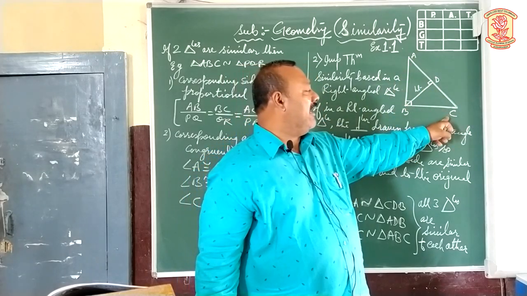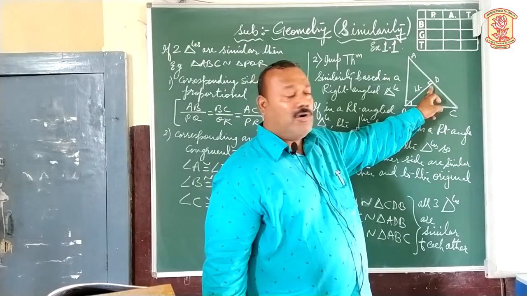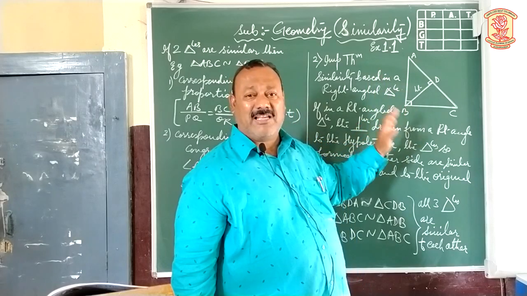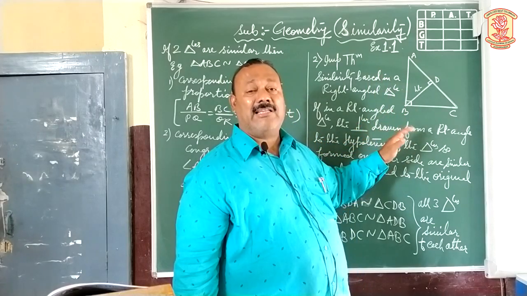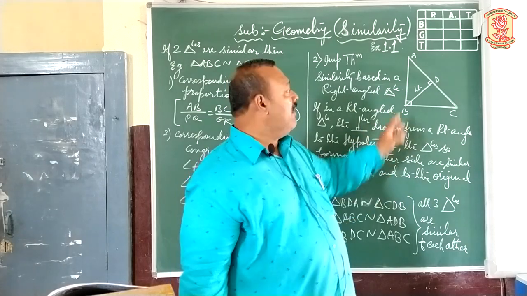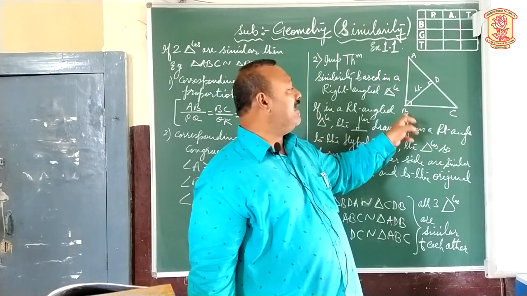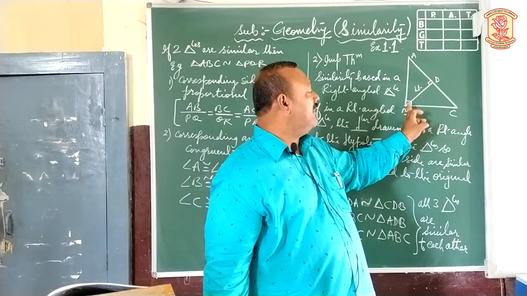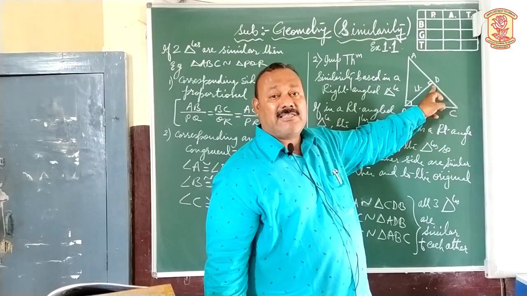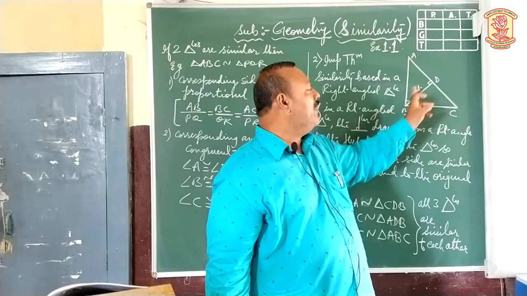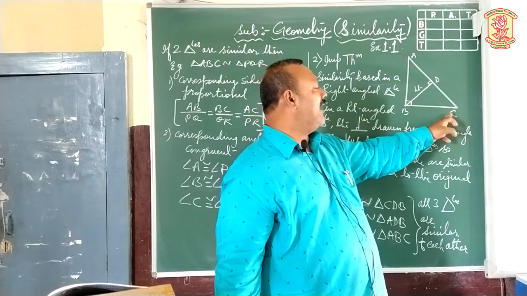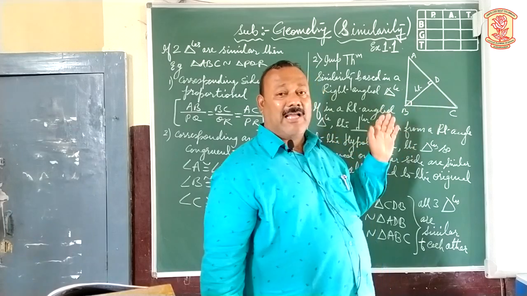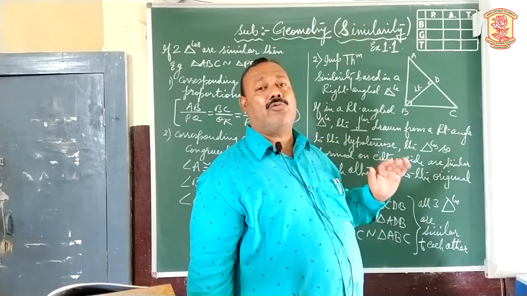In a right angle triangle, the perpendicular which is drawn to the hypotenuse, the triangles so formed on either side are similar to each other, and they are also similar to the original triangle. Which is the original triangle? The original triangle is triangle ABC. The perpendicular is drawn from point B on hypotenuse AC, that is segment BD.